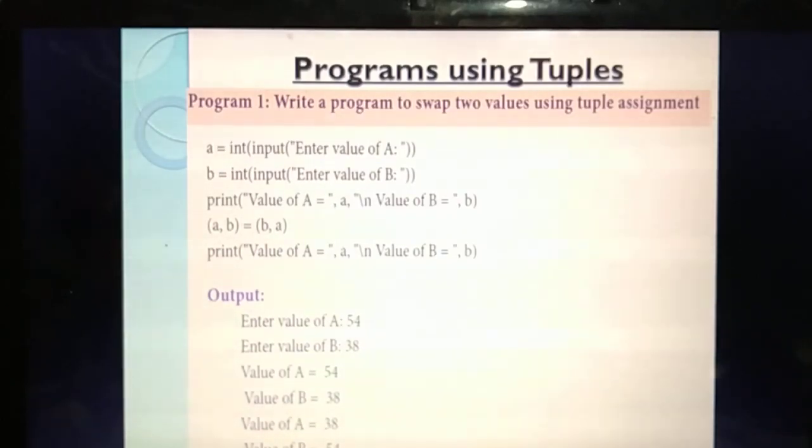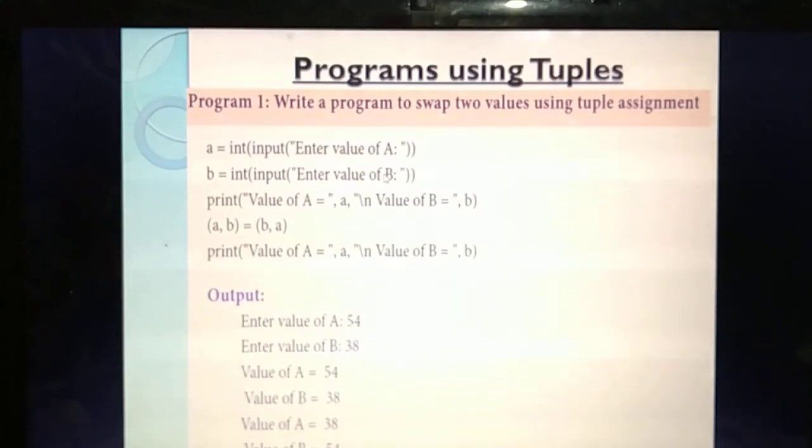So listen. Two values you need to enter. For that, two variables you are going to define. So what are the variables? A and B. In the variable A, you are going to enter a number of data type int. Which function do you need to use to enter the value? The input function. So first you need to enter the value of A: A equal to int input, enter the value of A. Next you need to enter the value of B: B equal to int input, enter the value of B.